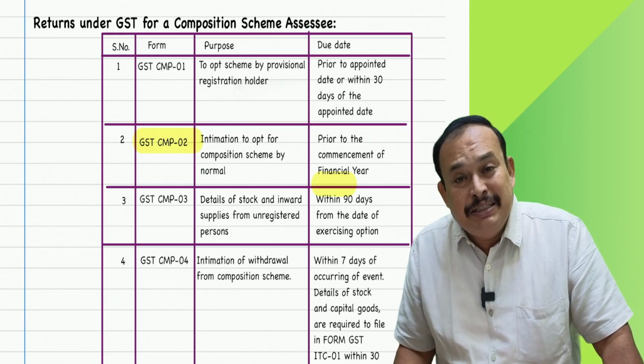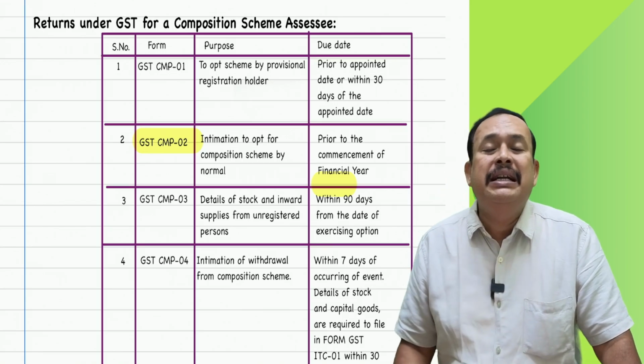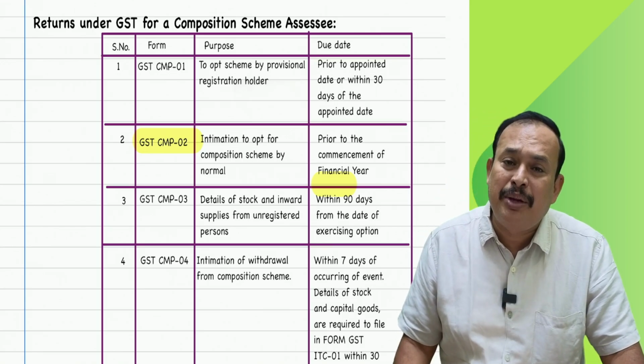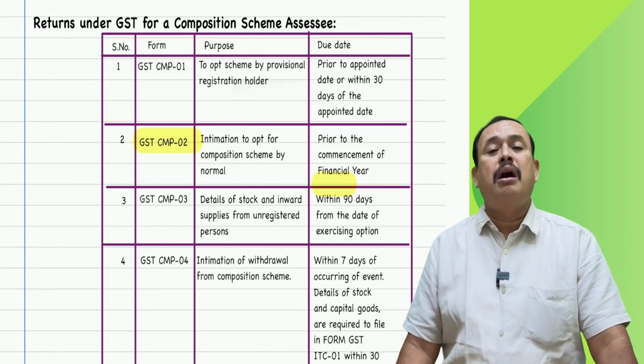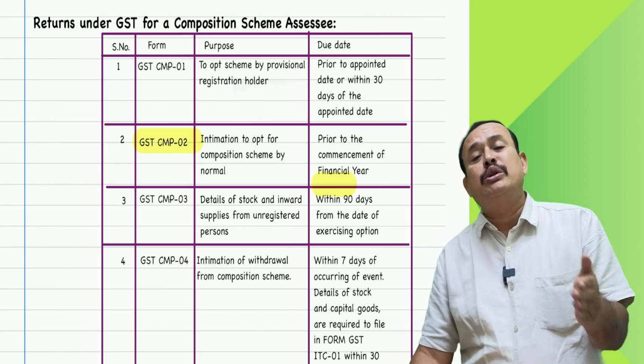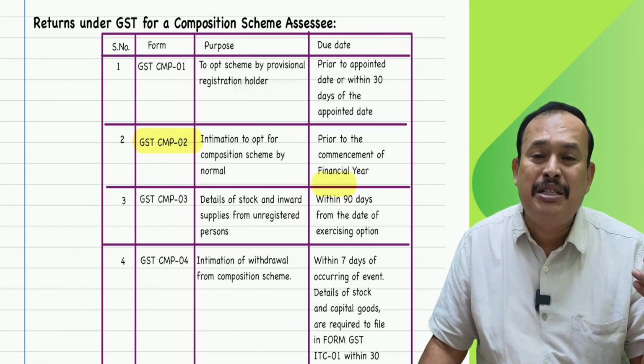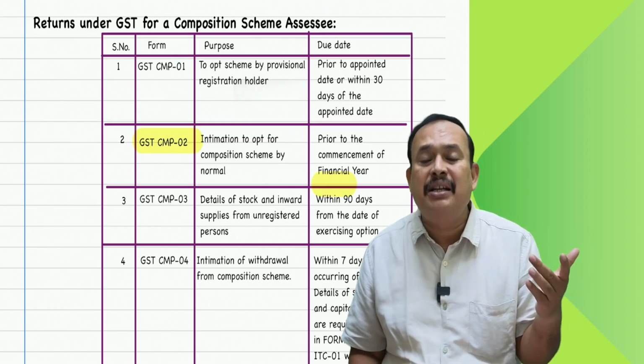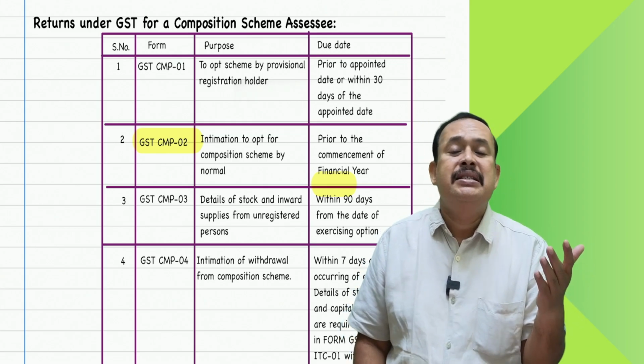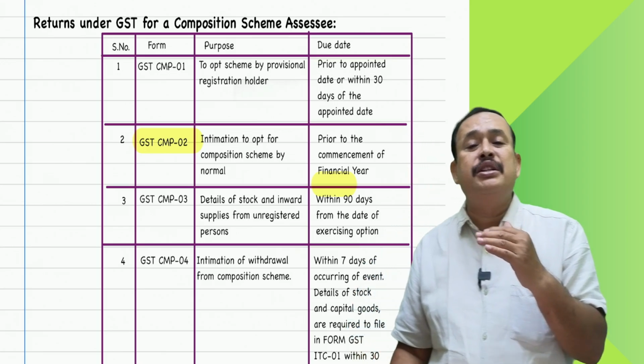Then for whom is GST CMP-02? As I told you, it is only for a registered taxpayer who has so far been paying under the normal scheme and now wants to switch over to the composition scheme. Intimate the department before the commencement of the succeeding financial year, and from 1st of April of the succeeding financial year, the scheme is available to you.